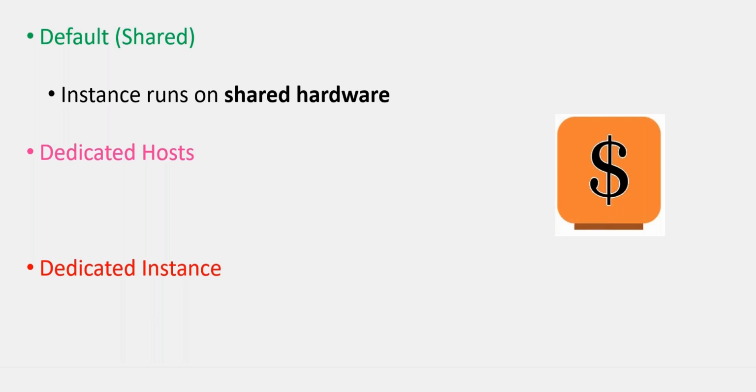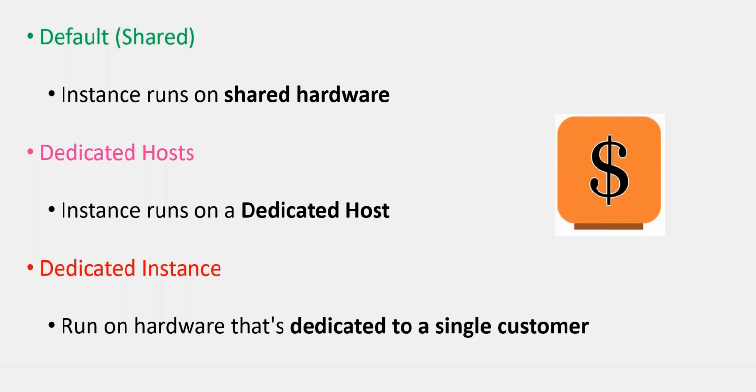In a default instance, you run on shared hardware; multiple customers, multiple clients use the same hardware for their servers. And in a dedicated host, the hardware on which your instance is running, nobody else will use. It is dedicatedly for you. Then a dedicated instance is similar to a dedicated host. There is not much difference. Okay. Now let's go and understand one by one.